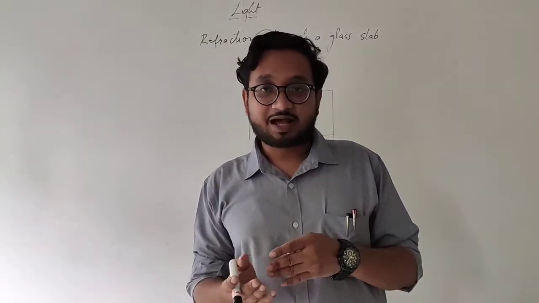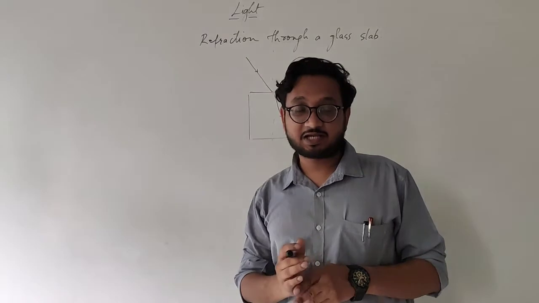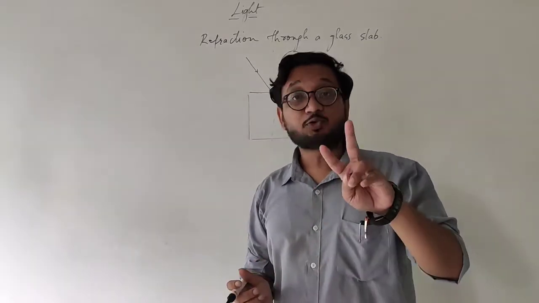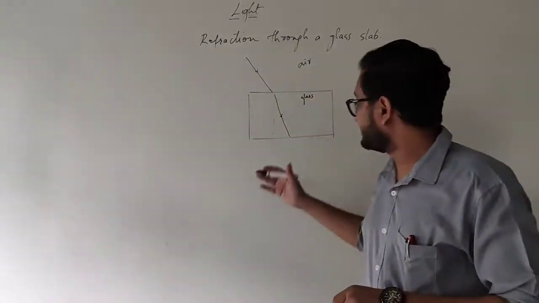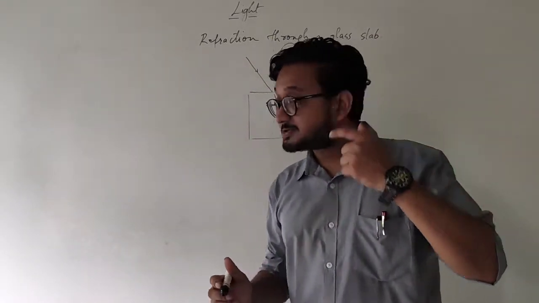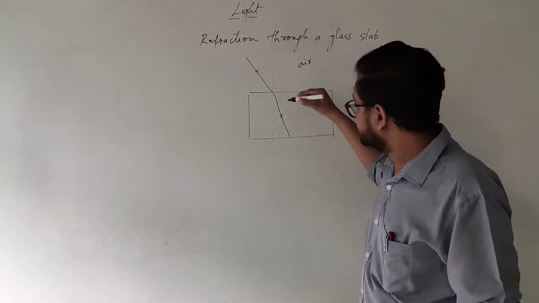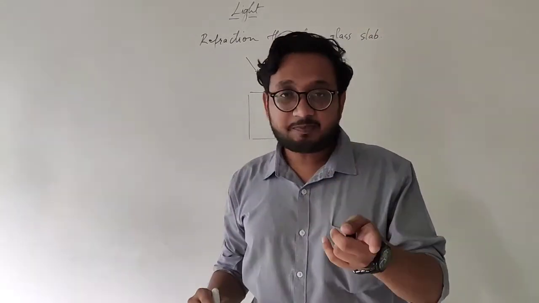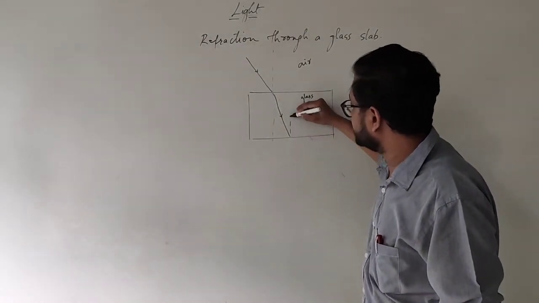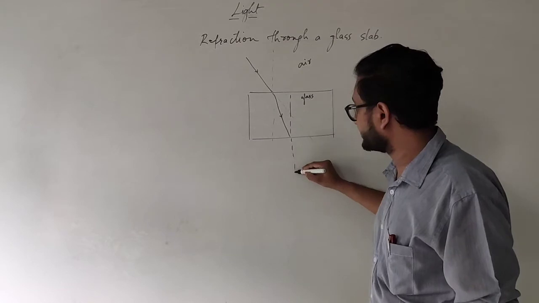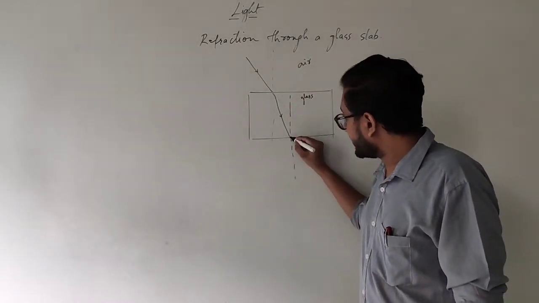Because this is a glass slab and both sides are transparent, whenever light enters the glass slab, refraction takes place 2 times: once when it enters the glass slab, and the second time when it exits. At this point, this refracted ray of light, which was the incident ray earlier, now becomes an incident ray. This is the point of incidence, and we are drawing the normal once again. So this is the normal for this point of incidence.